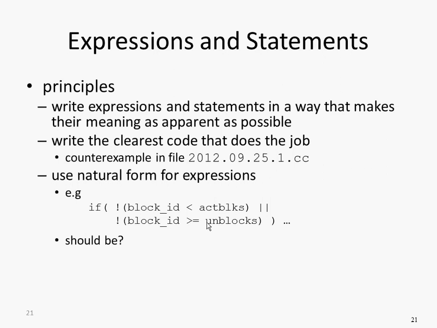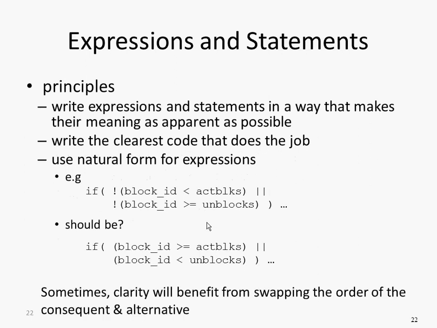And in short, what it's really testing, if I can unpack that in a shorter form, is: does block ID lie between ACT blocks on the one hand, inclusive, and UN blocks on the other, where UN blocks should be greater than. In other words, does it lie within this range of ACT blocks up to just one before UN blocks? So in short, you could actually simplify this considerably if you say something like this.